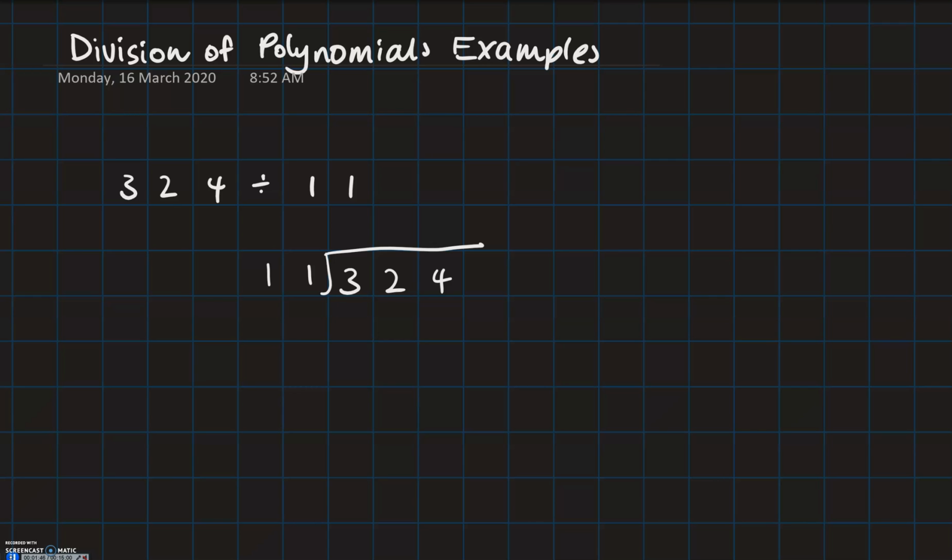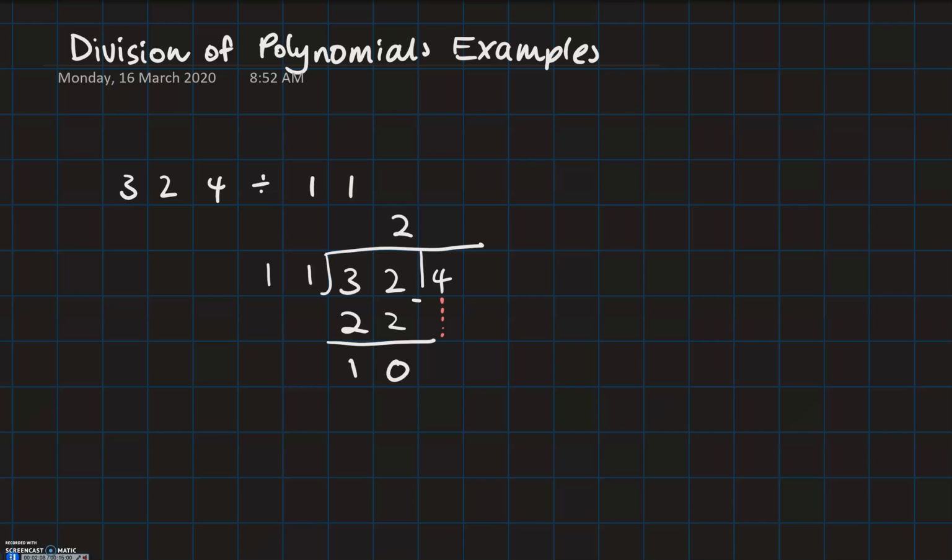So here, let's do that. Does 11 go into 3? No. So I'm going to look at the next digit. Does 11 go into 32? Yes. It goes into it twice and gives me 22. Then I subtract, and I think everyone was pretty good with this step. We subtract the two together and we get 10 left over.